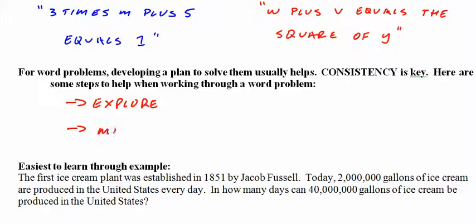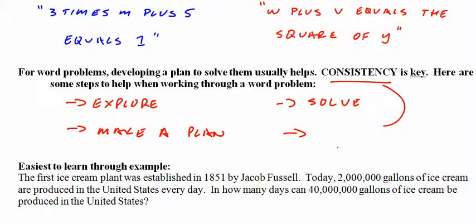Make a plan. All right, I think I'm going to do this. I can't tell you how many times I've done a word problem, thought I'm going to do this, and I get 3, 4, 5 steps into it and go, nope, I'm not doing that. That didn't work at all. Go ahead and solve it. And then when you're done, does it make sense? That's consistency.